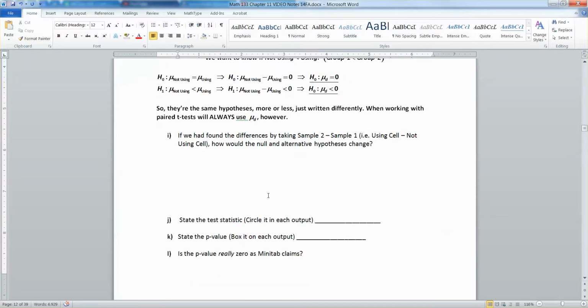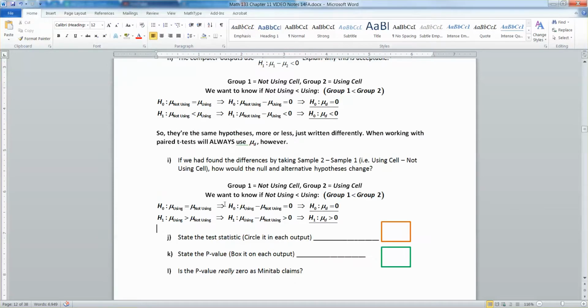All right, now if we had found the differences by going the opposite way, if we had gone sample 2 minus sample 1, then that would have been the opposite, right? The alternative would have flipped on its head. So let me type that up. All right, there we have it.